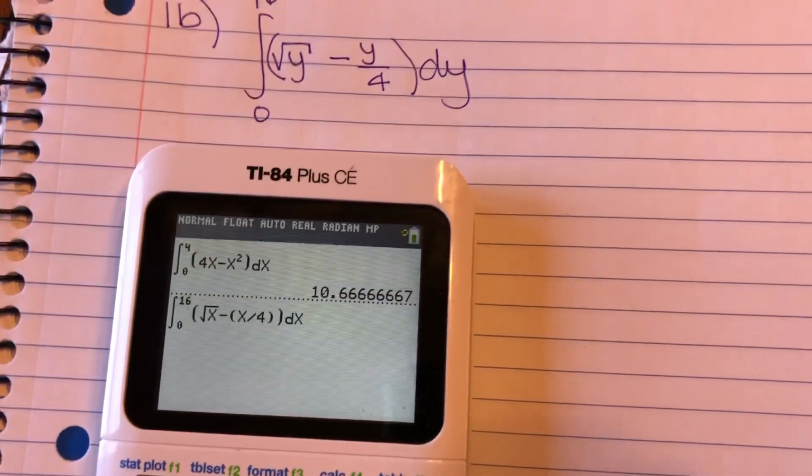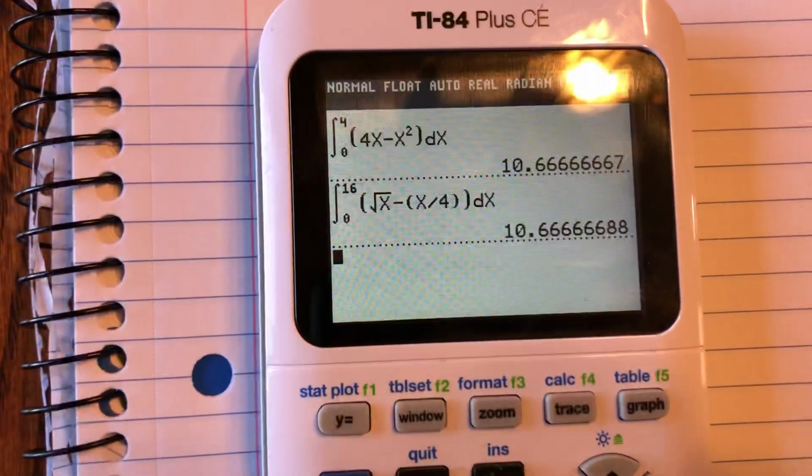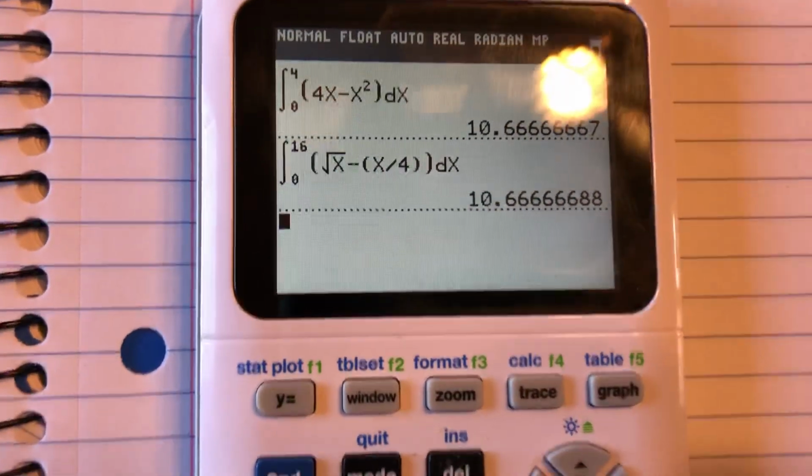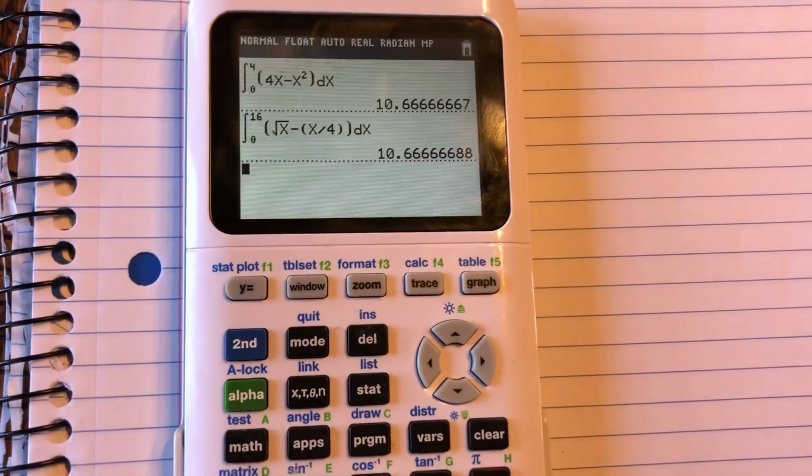But notice, sometimes when it does these, it does spin a little bit because it is doing a lot more calculating than, you know, what you've done in the past, but you get the same answer.